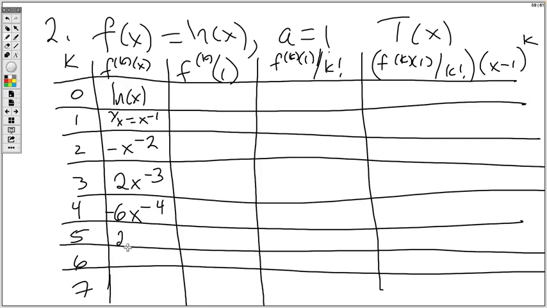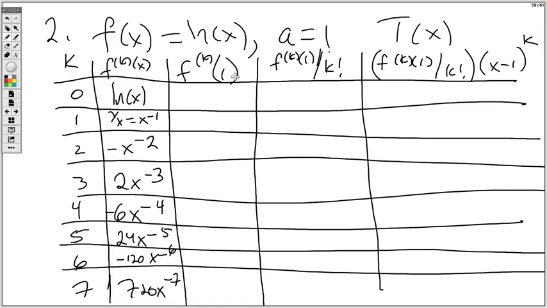Take the derivative of that. That's 24x to the minus 5. Take the derivative of that. Negative 120x to the minus 6. Take the derivative of that. 720x to the minus 7. Okay, and once again, maybe you don't need to go down to 7.